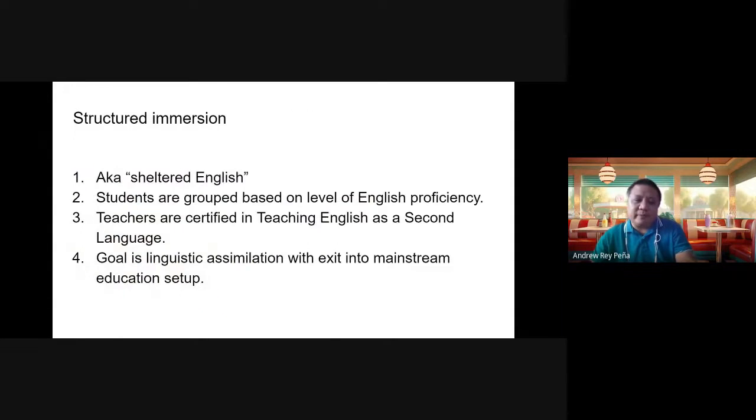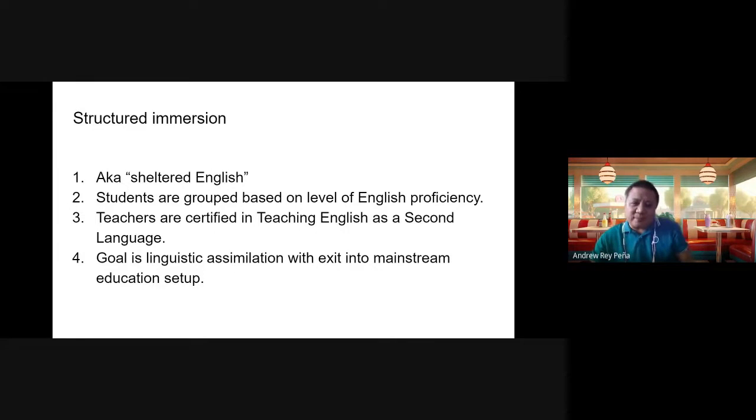Okay. Then we also have structured immersion. It is also called sheltered English. Students are grouped based on level of proficiency. Teachers are certified in teaching English as a second language. The goal is linguistic assimilation and there's exit into the mainstream. So from this structured immersion or sheltered English system, they leave that system and they go to the mainstream setup.